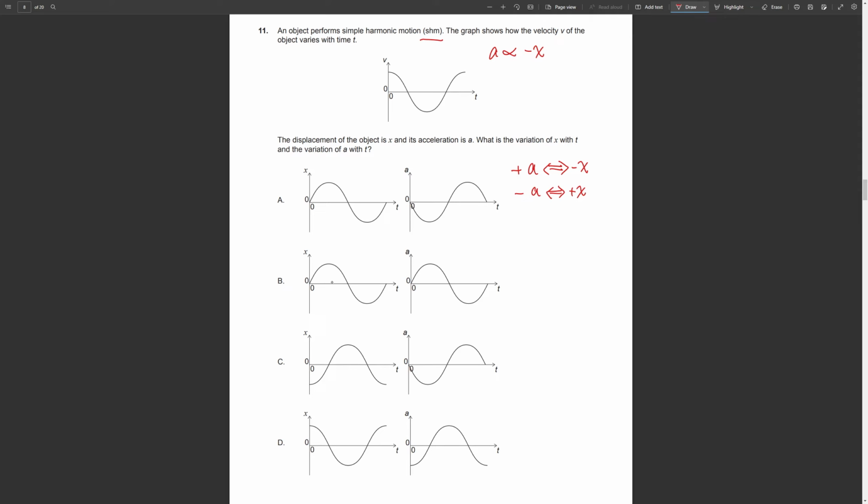Therefore, option B is wrong because at this part you can see a positive x. At the same moment, there is a positive a. B is wrong. So is C. Here you can see a negative x. At the same moment, there is a negative a. They are in the same direction. A and D are both fine about positive and negative direction.